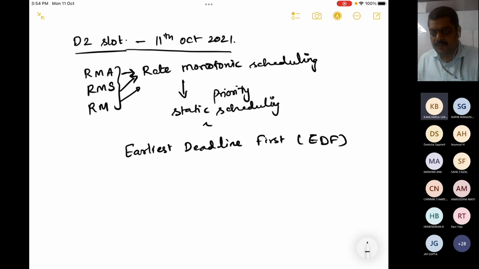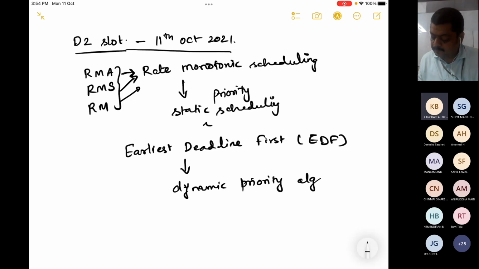So the EDF algorithm, the practical difficulties are very high, which makes it practically impossible to implement. But anyhow, it is a dynamic priority algorithm. Dynamic priority means the task with the earlier deadline will have high priority, and the later deadlines will have low priority. So this is what we call earliest deadline first, EDF. Another one is rate monotonic scheduling.